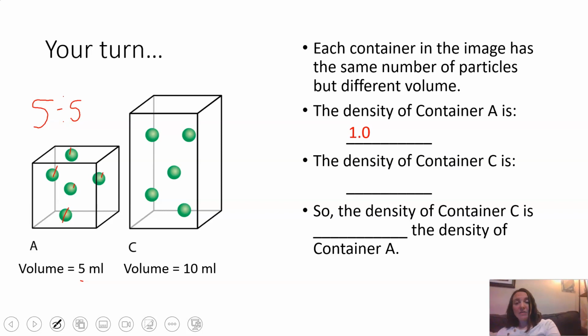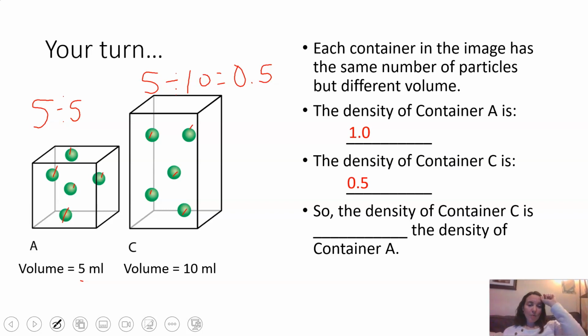Container C has 5 particles in a volume of 10 milliliters. 5 divided by 10 is 0.5. The density of container C is 0.5, and 0.5 is half of 1, so the density of container C is 1/2 the density of container A.